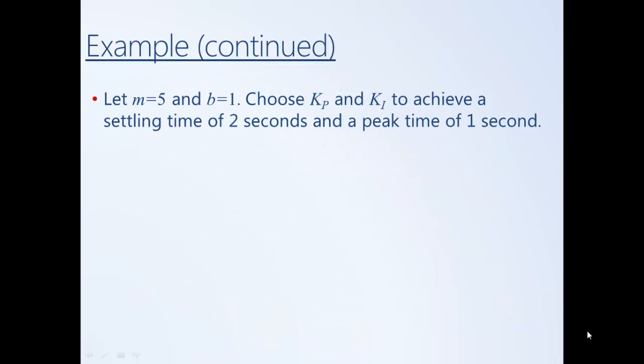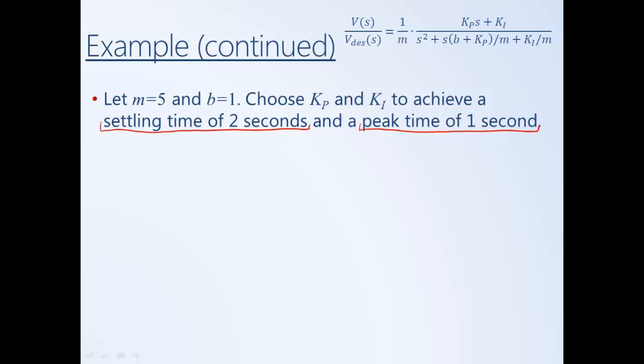At this point, we'll now go ahead and try to pick specific values of Kp and Ki to achieve two requirements. One being that the settling time equals 2 seconds, another that the peak time equals 1 second. And we'll put in some numbers to make the calculations easier. So this is the closed-loop transfer function we were working with earlier. On the previous slide, we saw the general effects of changing Kp and Ki. Now we're going to try and pick specific values.